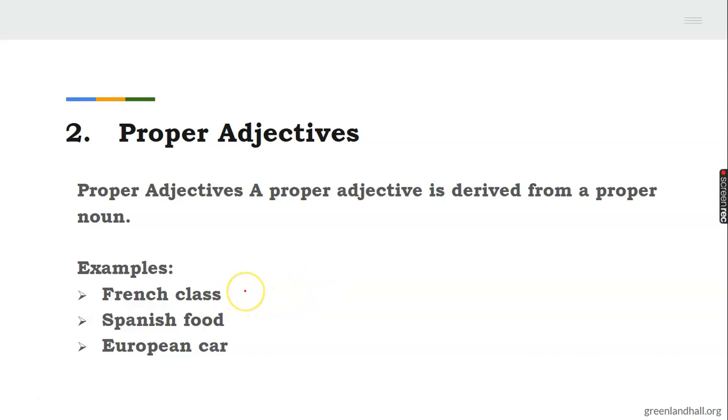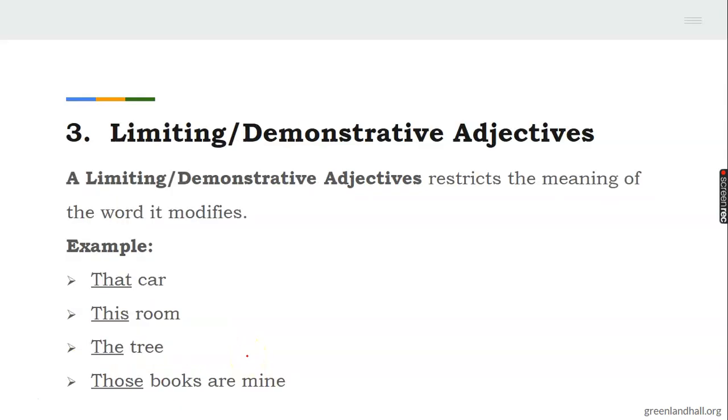That's an example. I was just coming from the French class. French class serves as an example of what? A proper adjective. We have Spanish food. We ate Spanish food last night. Yeah, European car. My dad just bought a European car. You see there? Now the third one, limiting or demonstrative adjectives.